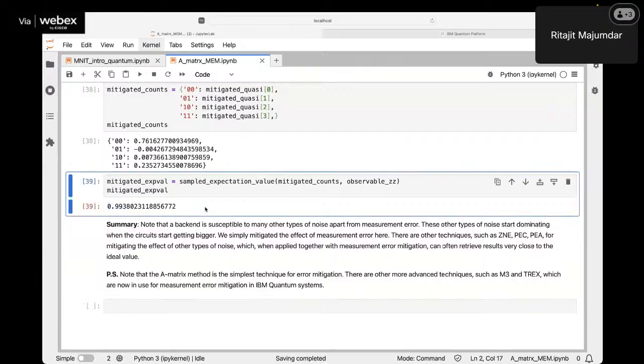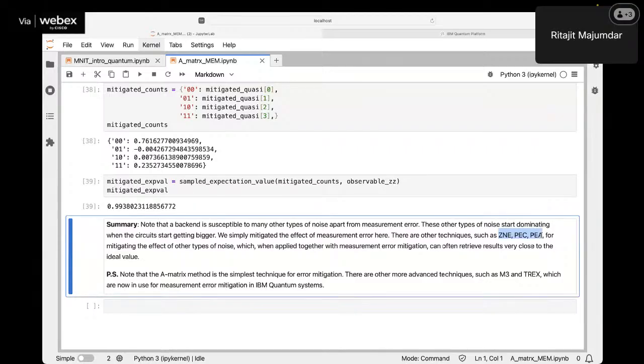But when you want to go for larger and larger systems, only doing measurement error mitigation is not sufficient, because then the gate error, thermal relaxation error, and different other kinds of errors come into play and they start becoming very dominant. So what you can do is there are other error mitigation techniques like ZNE, PEC, PEA, etc., which are then used together with measurement error mitigation. Measurement error mitigation is always there. Together with it, you also do one of these, not all of these, one of these to get rid of all those different types of errors.